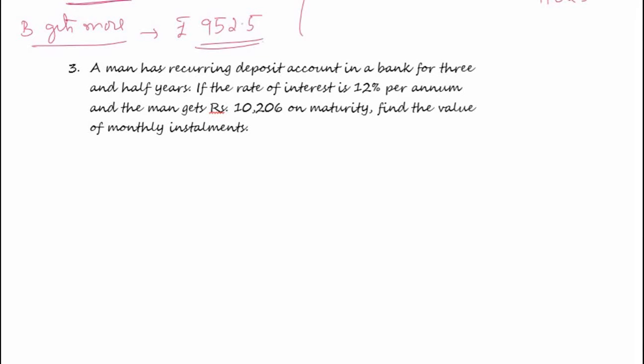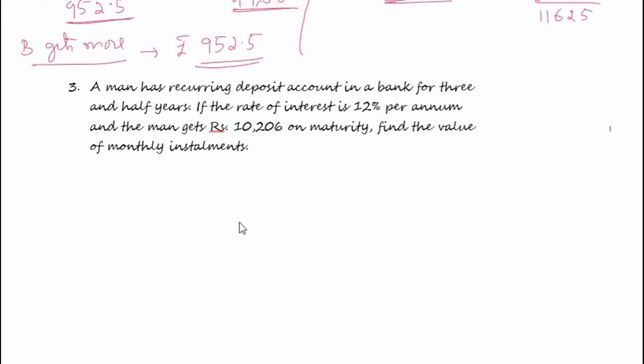In the previous module of this chapter, Banking, Recurring Deposit Accounts, we covered concepts and solved a couple of problems. Let us now solve some more problems here. A man has a recurring deposit account in a bank for 3.5 years. If the rate of interest is 12% per annum and the man gets rupees 10,206 on maturity, find the value of monthly installments.